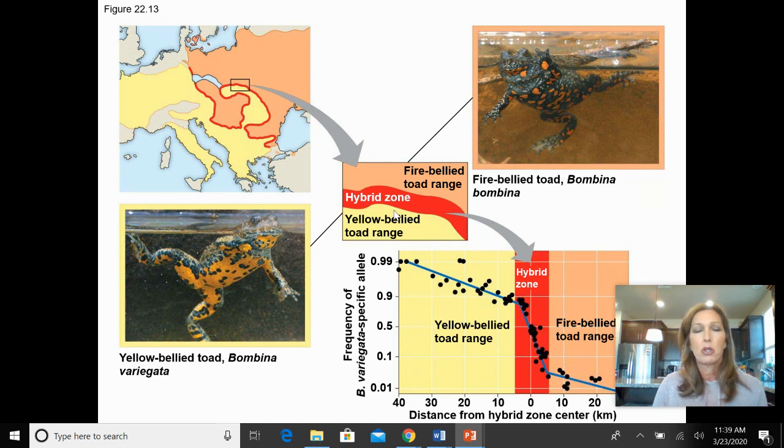So just make sure that we understand, when we observe these hybrids over time, there are three different events that could be happening in here: reinforcement, fusion, or stability.